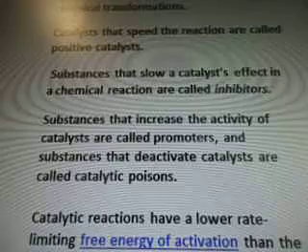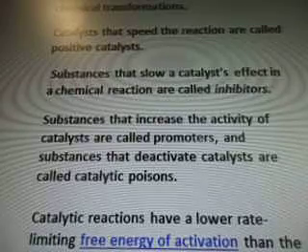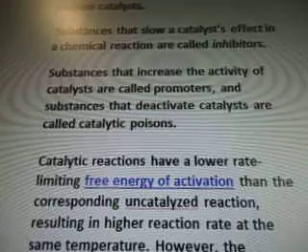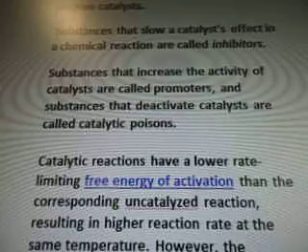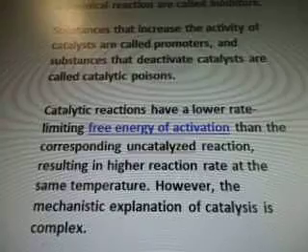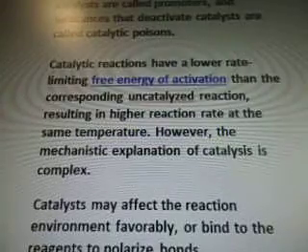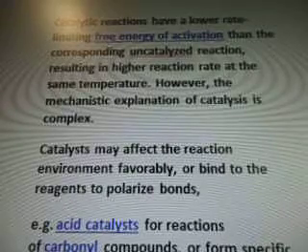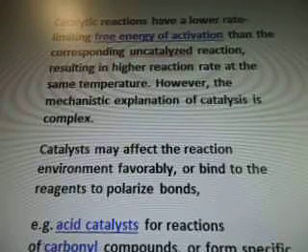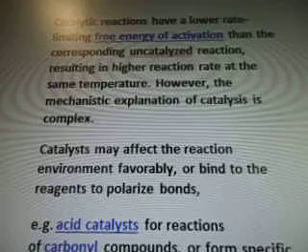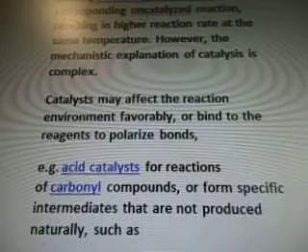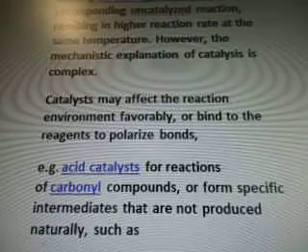Substances that slow a catalyst effect in a chemical reaction are called inhibitors. Substances that increase the activity of catalysts are called promoters. And substances that deactivate catalysts are called catalytic poisons. Catalytic reactions have a lower rate limiting free energy of activation than the corresponding uncatalyzed reaction, resulting in higher reaction rate at the same temperature. However, the mechanistic explanation of catalysts is complex.